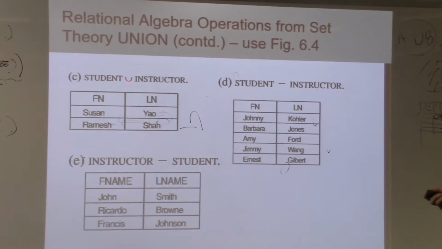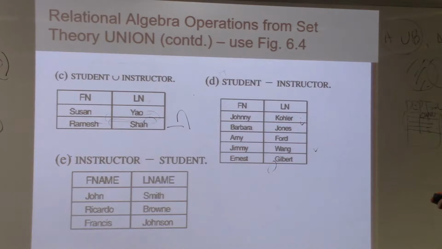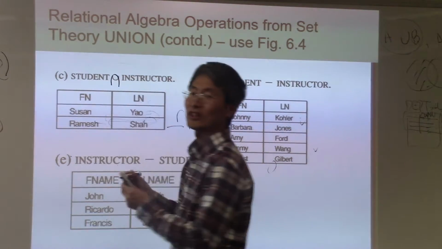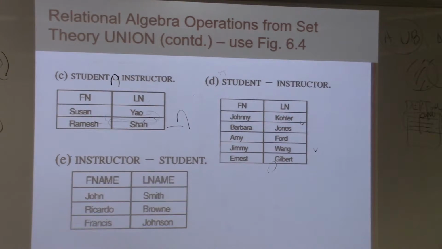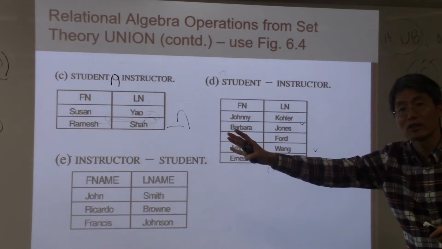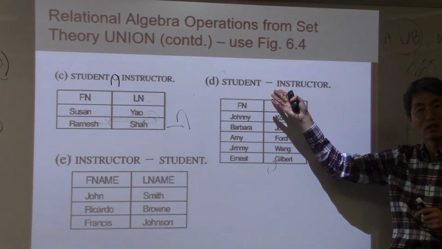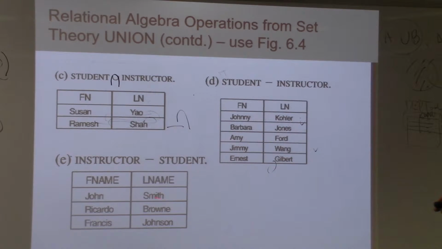So this is the union, student and... I don't think it's a union. It's an intersection. It's a mistake. Okay, and this is the minus. Okay, only in the left-hand side, student. How can we get only in instructor? Instructor minus student. Okay, that is this one.